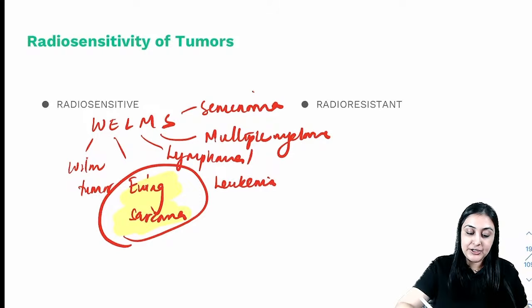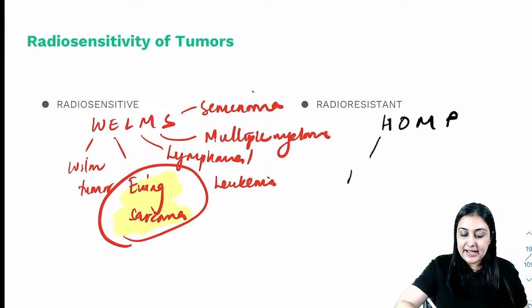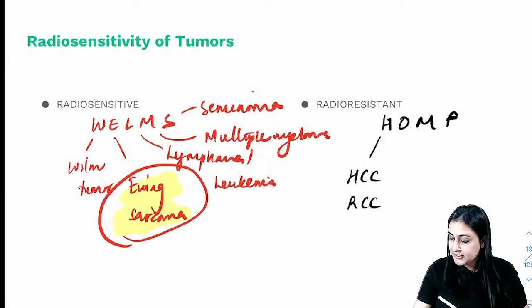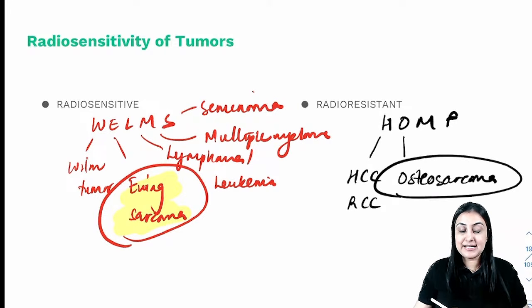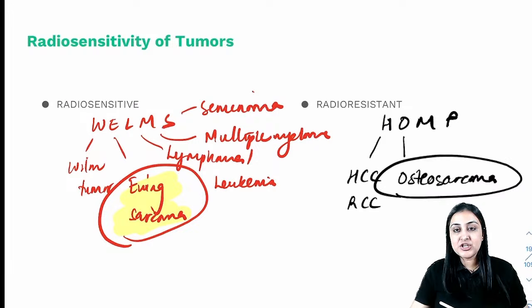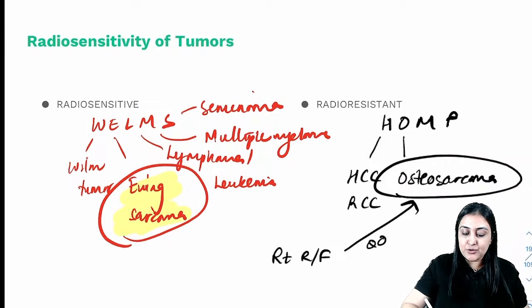On the other hand, for radio resistant tumors, remember the mnemonic HOMP. What does HOMP stand for? H for HCC, its neighbor RCC, hepatocellular carcinoma and renal cell carcinoma. O for osteosarcoma, very important. Osteosarcoma is radio resistant. One feature to keep in mind, if they ask you which is the bone tumor which can occur because of radiation, if radiation is a risk factor, again remember osteosarcoma can happen.